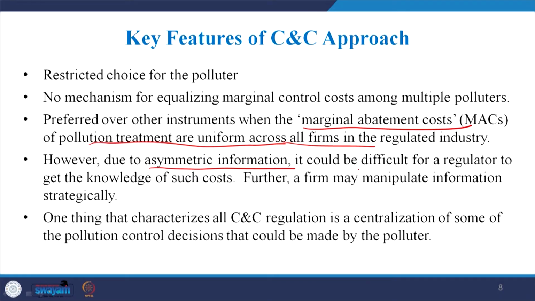One thing that characterizes all command and control regulation is centralization of some of the pollution control decisions that could be made by the polluter. So, this is a command and control system, which is a centralized kind of decision taken by the main authority, although the authority may have a structure at the lower level. Like in India we have the Ministry of Environment and Forestry, then we have the Central Pollution Control Board, the State Pollution Control Boards, and also local units of the State Pollution Control Board, but strategic decisions are taken by the central authority regarding how much emission standard should be set, and what kind of technology should be followed by a particular firm to produce the goods.